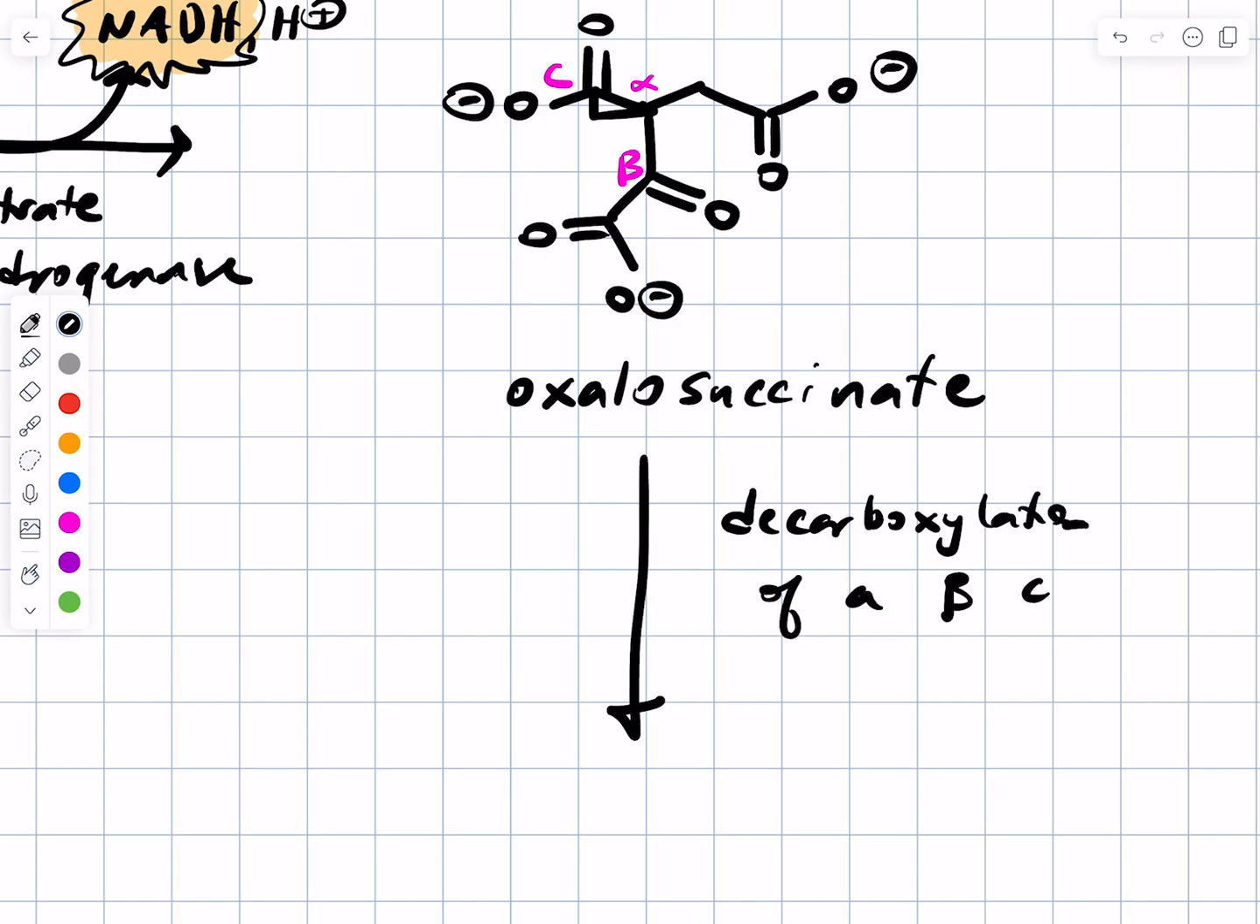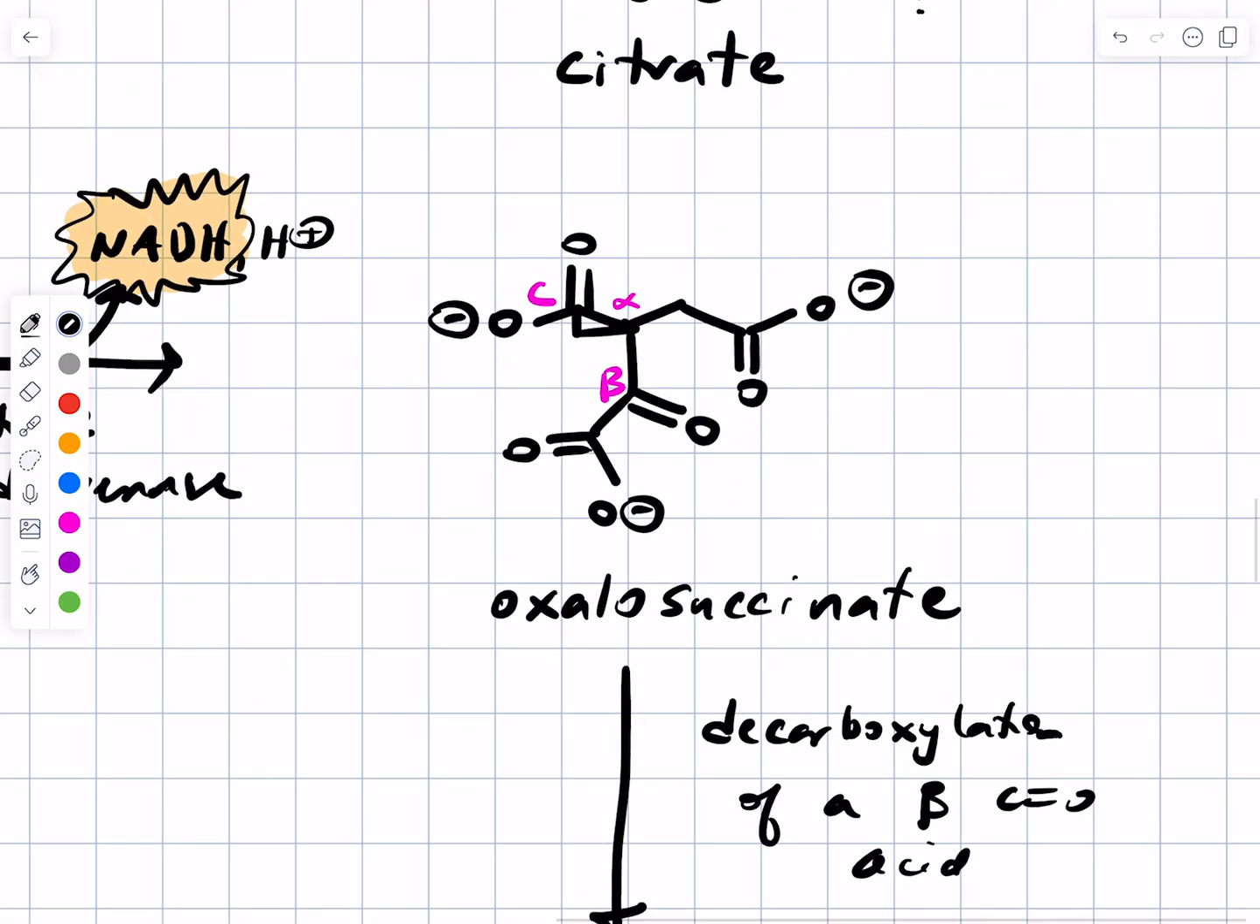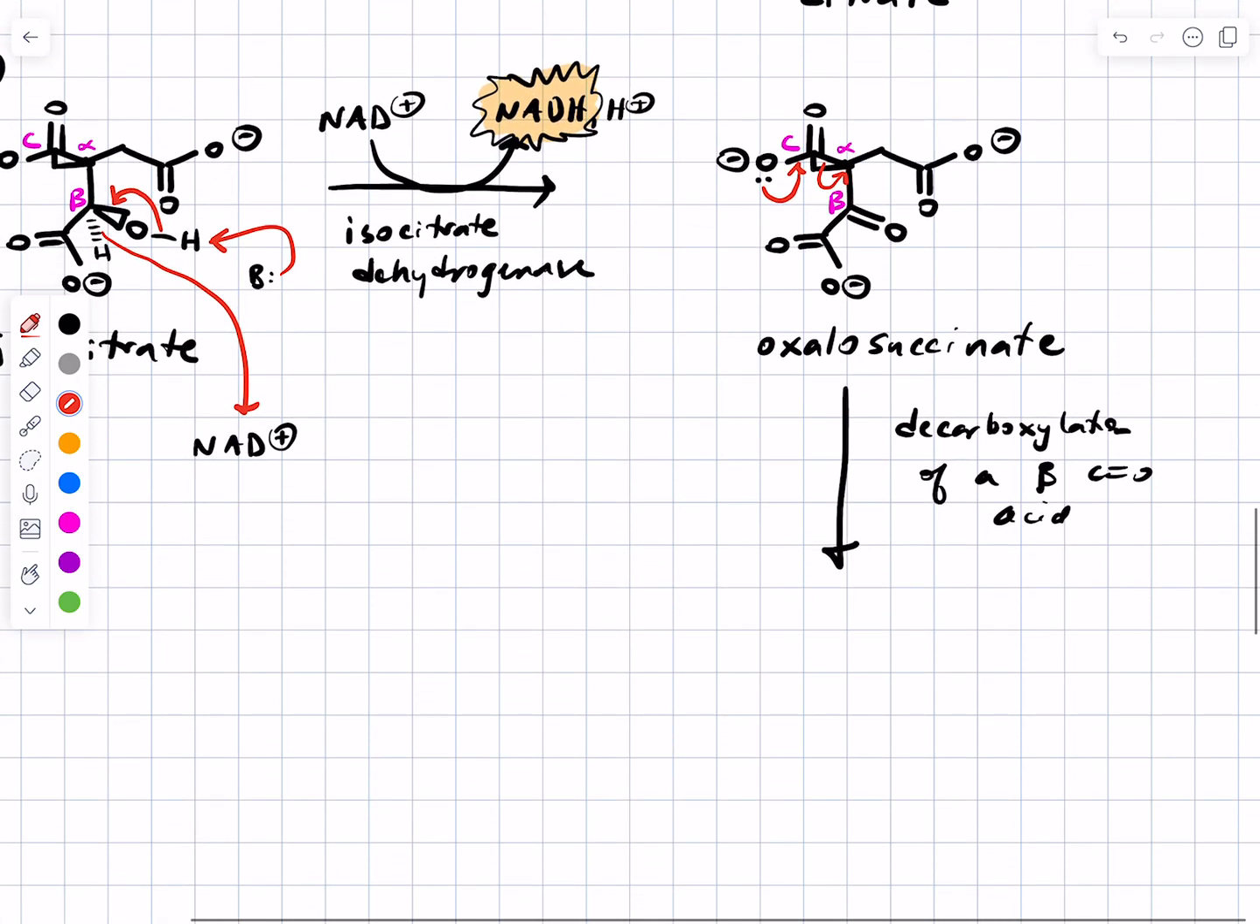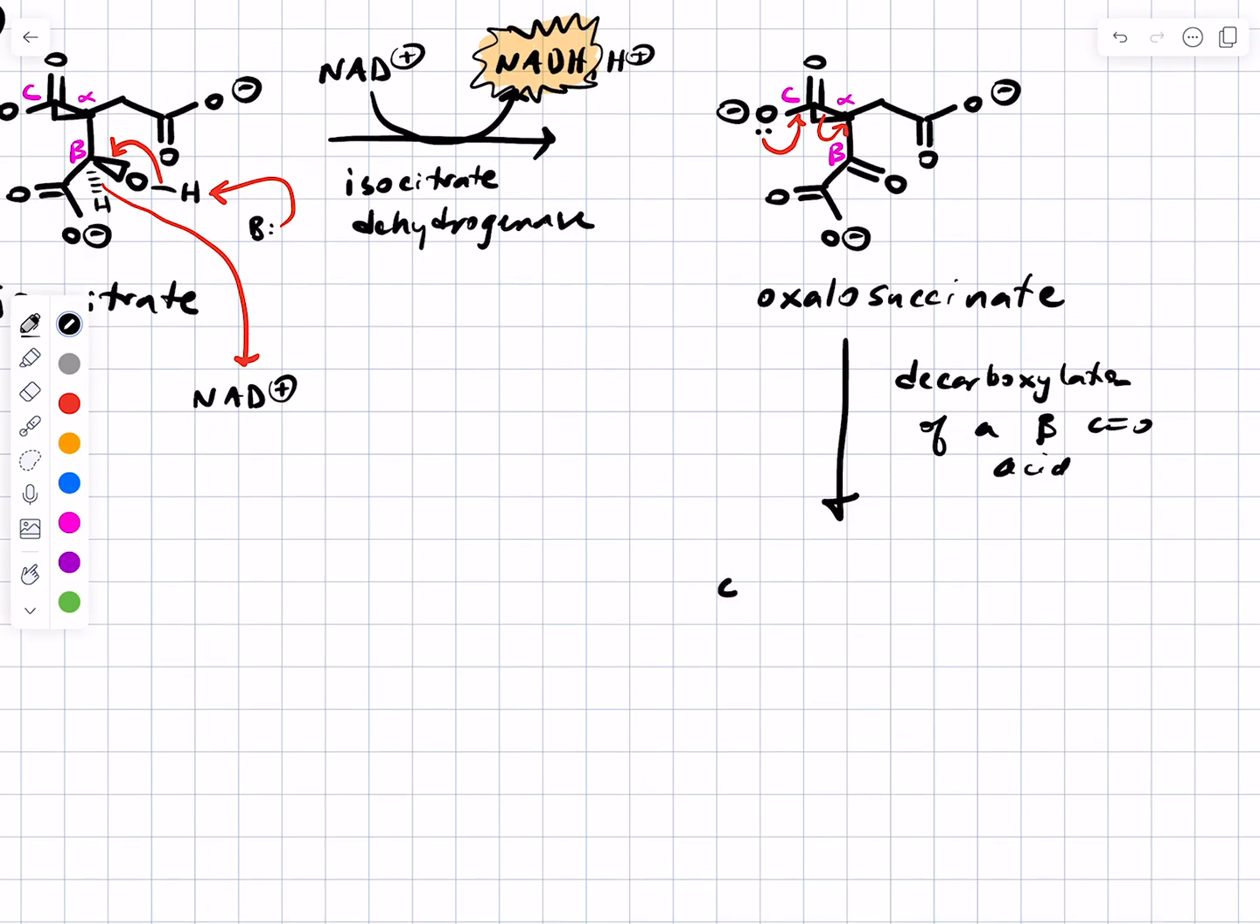a beta keto acid, which doesn't require any special chemical apparatus like we saw in the pyruvate dehydrogenase complex, because when CO2 leaves, the electrons from the carbon bond between carbonyl carbon and alpha carbon can just go on to the alpha carbon where they are stabilized by resonance with the beta keto group. So I'm going to try to redraw the same molecule in roughly the same shape.